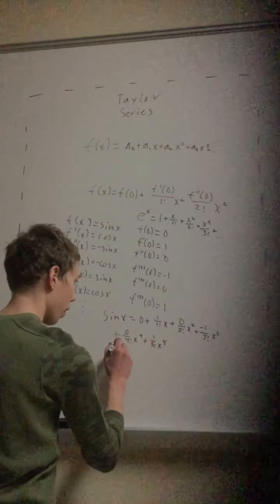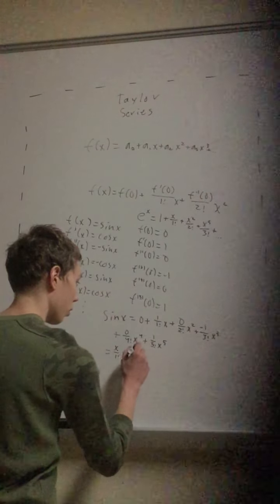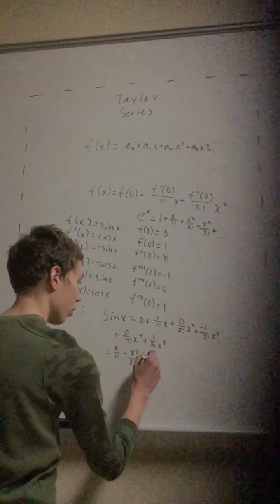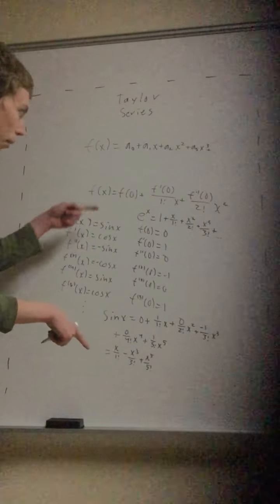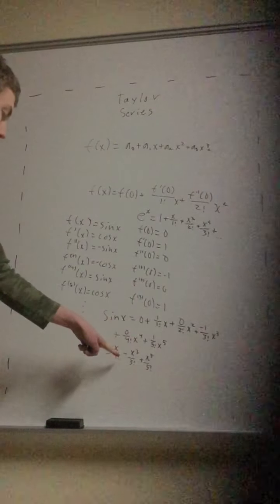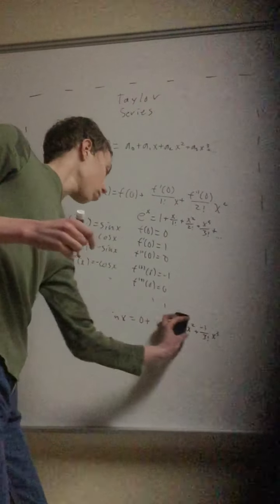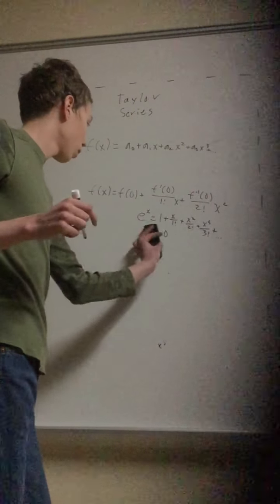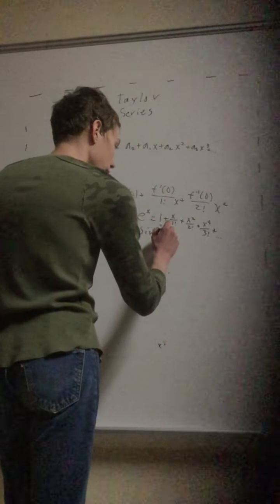Simplifying, so this is just the same thing as e to the x, but they're all odd and they go negative and positive. So we'll write this right underneath e to the x.